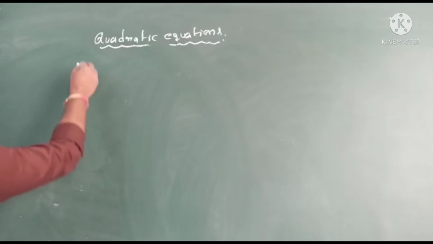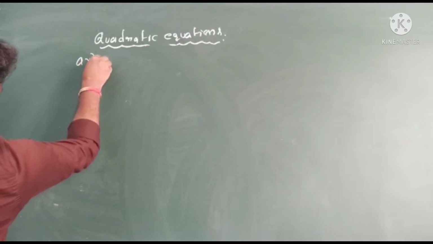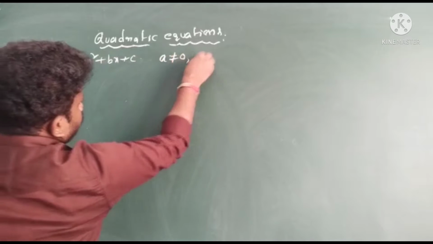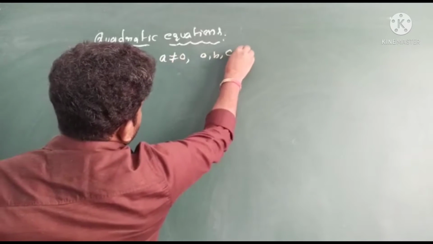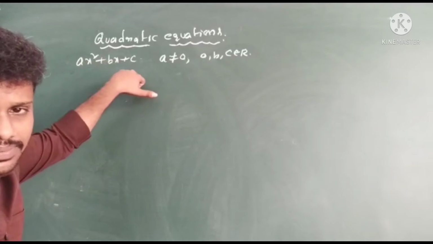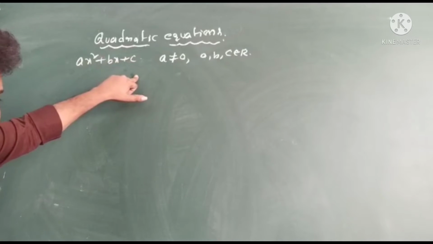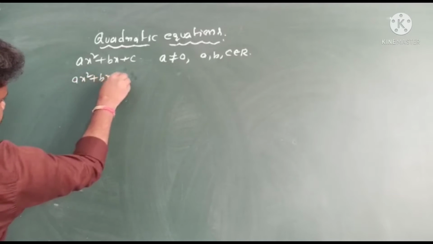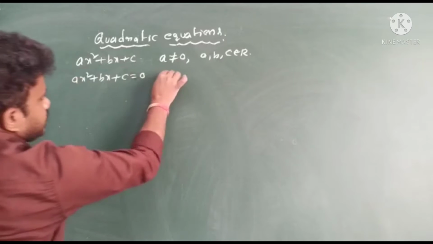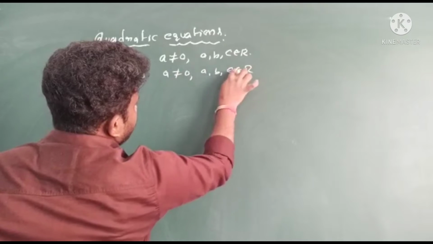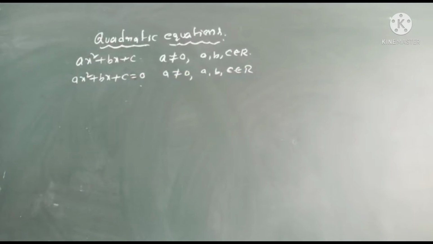An algebraic expression of the form ax square plus bx plus c, where a is not equal to 0 and a, b, c belong to real numbers, is called a quadratic expression. Now if this quadratic expression is equal to 0, that means ax square plus bx plus c is equal to 0, with the same conditions, a is not equal to 0 and a, b, c belong to real numbers, then we can say that it is a quadratic equation.